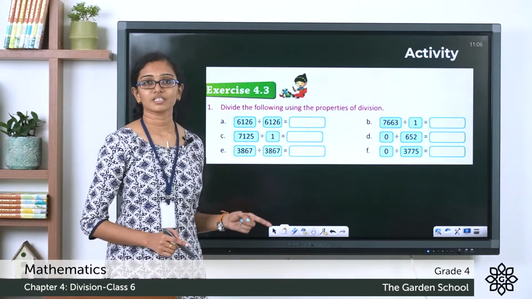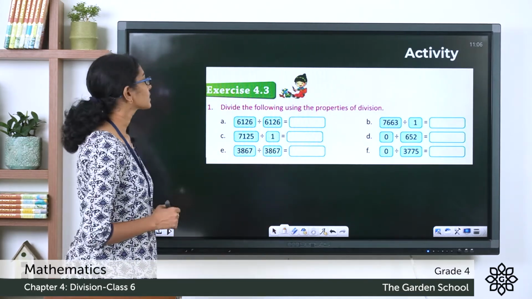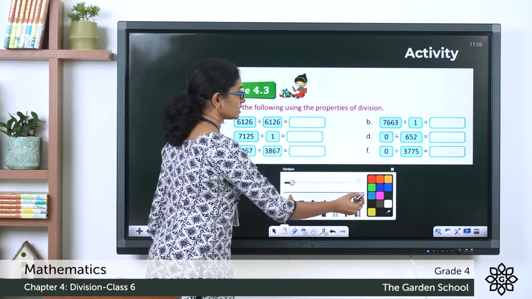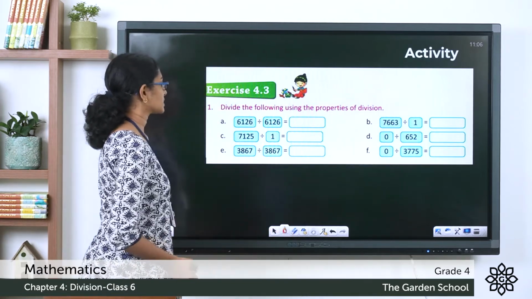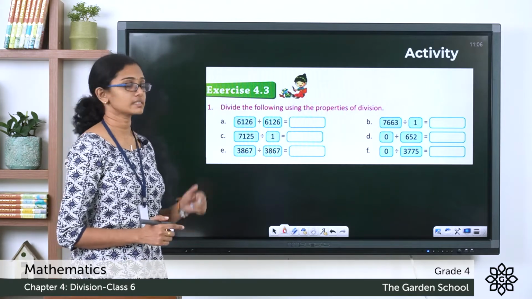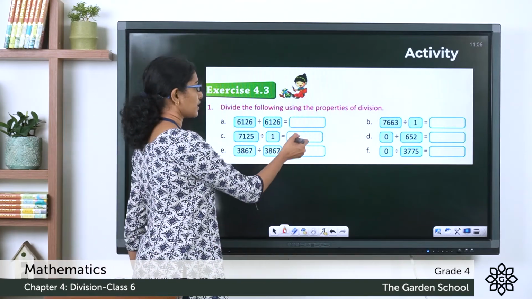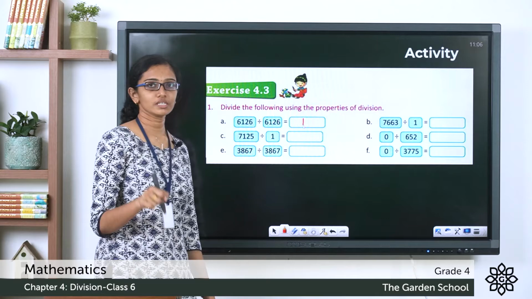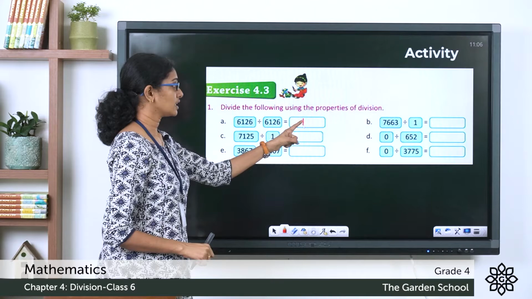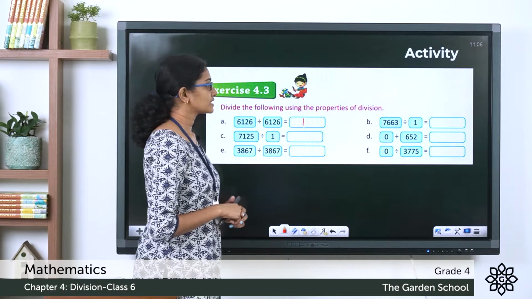Now we'll do an activity based on these properties of division. Here is exercise 4.3 from your textbook. Let's see the question. Divide the following using properties of division. See the first question. Question A, 6126 divided by 6126. A number divided by that number itself. What is the answer? Any number divided by that number itself will give you the quotient 1. Why? Because 6126 into 1 gives you 6126. Clear?